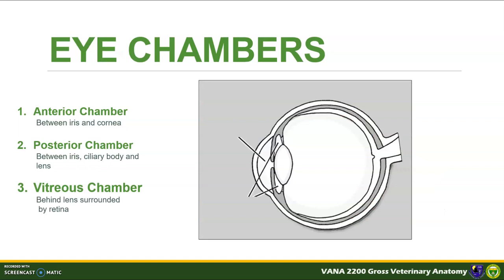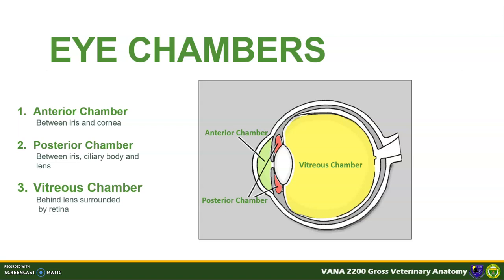The eyeball can also be divided into chambers. Since we are now familiar with the basic parts of the eye, we can use them to locate and identify the boundaries of the different eye chambers. The anterior chamber is located between the iris and the cornea. The posterior chamber is located between the iris, ciliary body, and the lens. And the vitreous chamber is located behind the lens, surrounded by the retina.